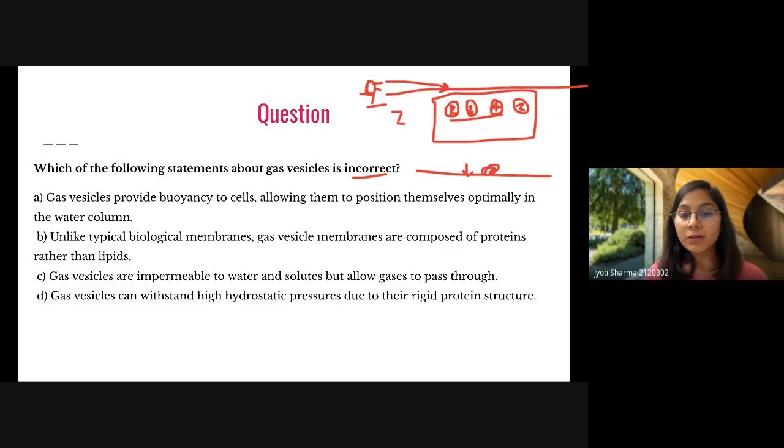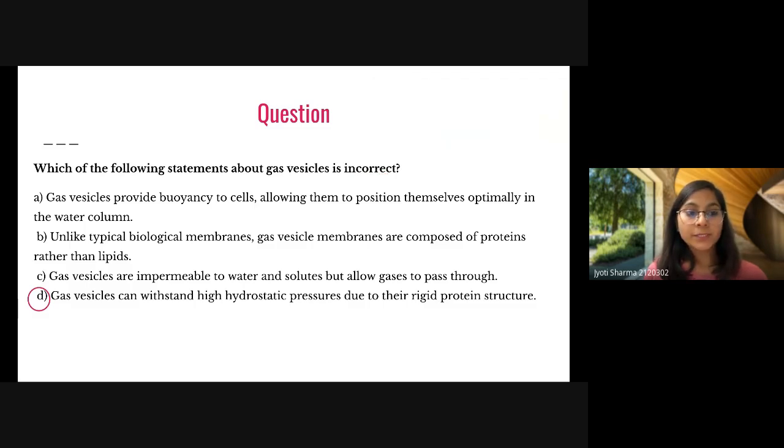Okay, so this is the work of the gas vesicle. The option is D, because this was the incorrect statement, not correct. So this was the right one, that it will give you the buoyancy to the cell.